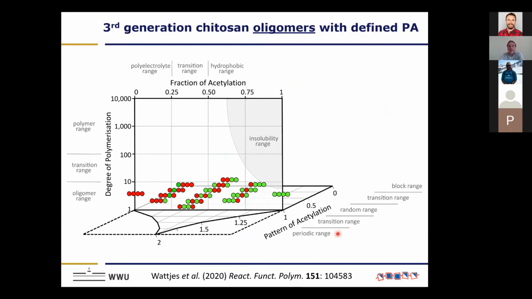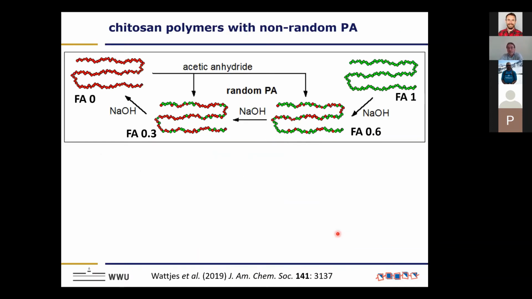So clearly we are able to control the pattern of acetylation in chitosan oligomers. But can we do the same for chitosan polymers? This of course is a lot more difficult, but we have started to work on this also. We used our chitin deacetylases on polymers. We quickly found, like others had also found, that chitin deacetylases are almost inactive on crystalline fully acetylated chitin. So we need to do a first deacetylation step using chemistry.